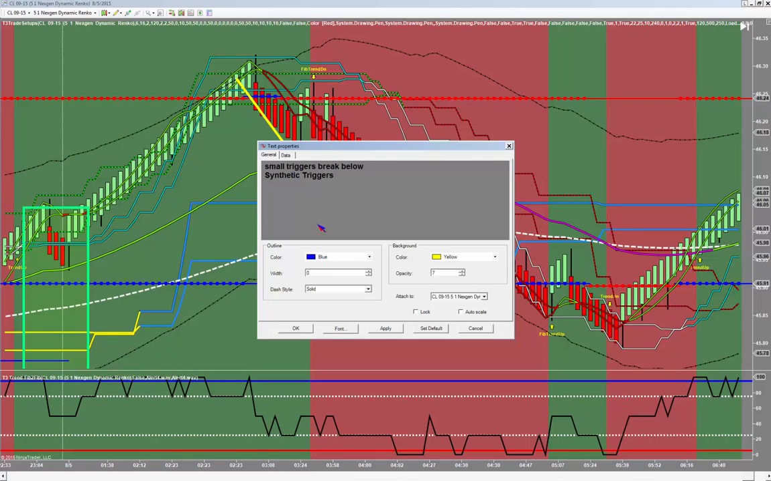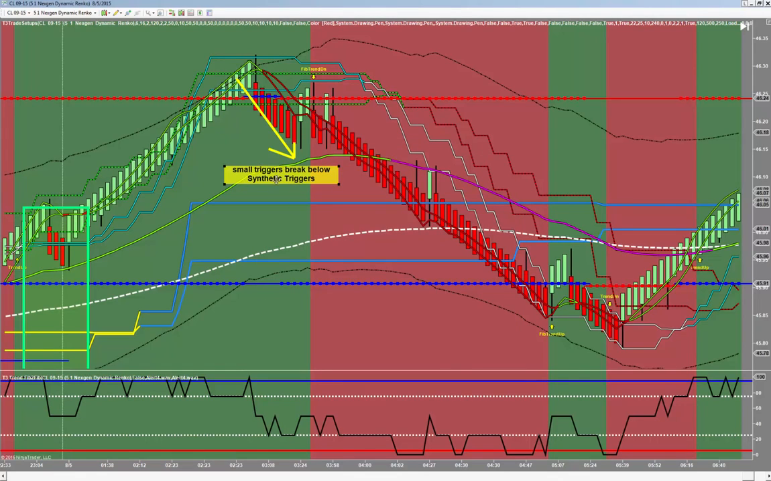Everybody agree with this one? I want to make sure that you really see what I'm talking about here. The small triggers break below the synthetic triggers. Does everybody see that? Just give me a yes in the room if you see it. If you don't see it, tell me now, because we need to have this concept 100% before we make this super simple.